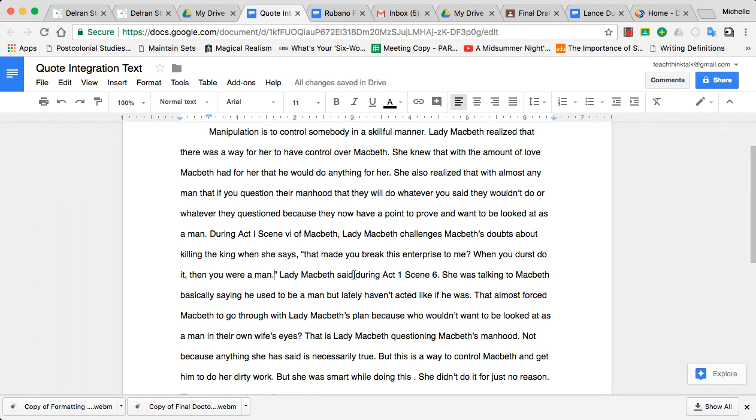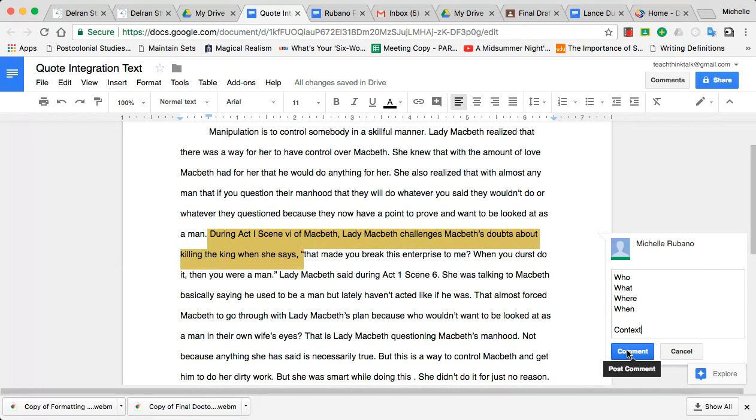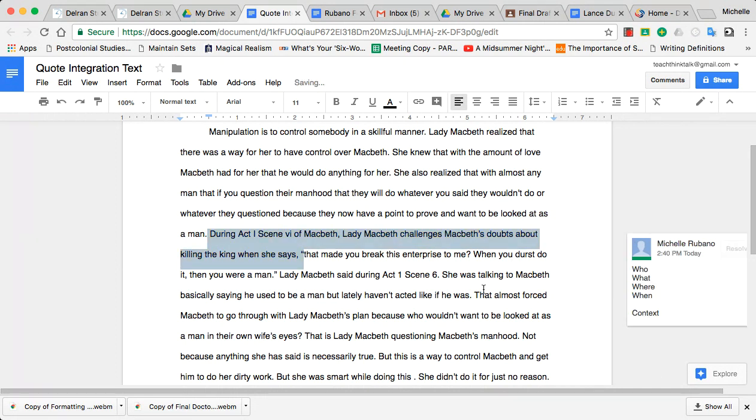Now, at this point, we've created what's called a lead-in for our quotation, okay? And the lead-in gives us some specific information. The lead-in tells us who, what, where, and when the quote was spoken, okay? We call this context in writing. We always want to provide context to our readers so that they can understand where our information is coming from, okay? Because we've provided it at the beginning of the quotation, we're going to take out the sentence afterwards, okay?